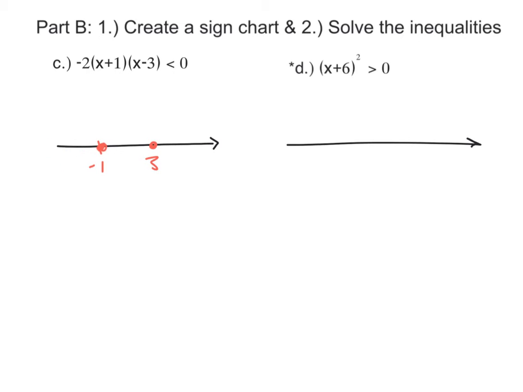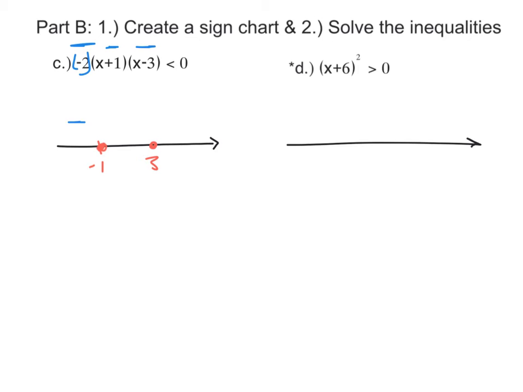If I test something smaller than negative 1, like negative a billion, negative 2 is always going to be negative, no matter what. And then negative a billion plus 1 is negative, and negative a billion minus 3 is negative. So I'm taking a negative number times a negative number times another negative number. This time that product's going to be negative.